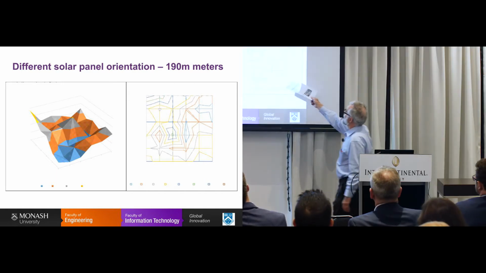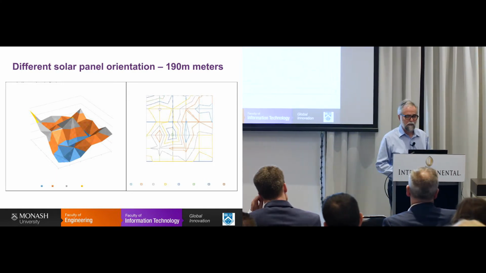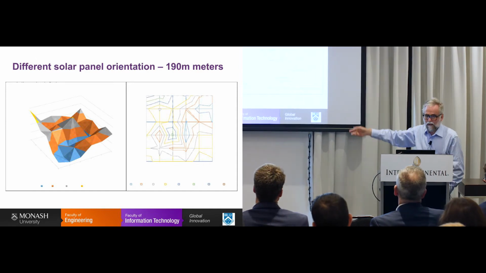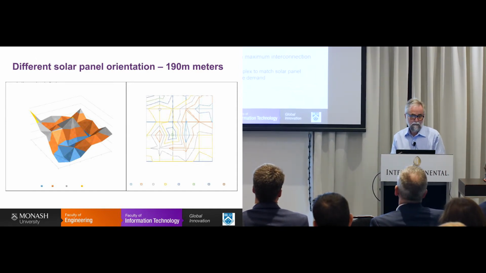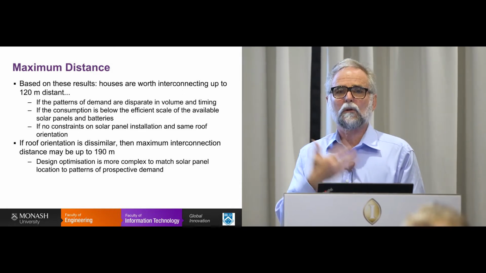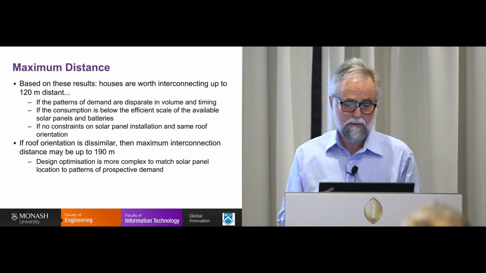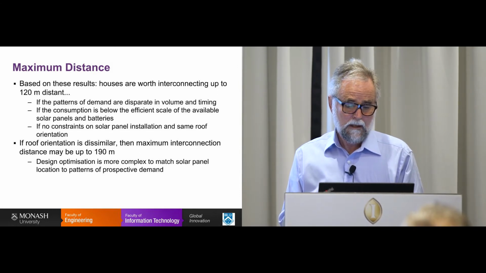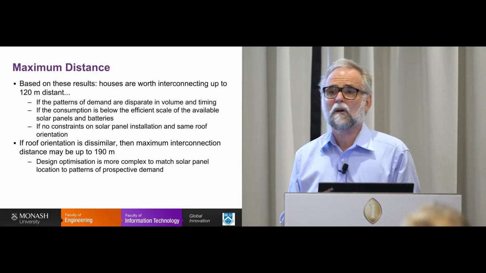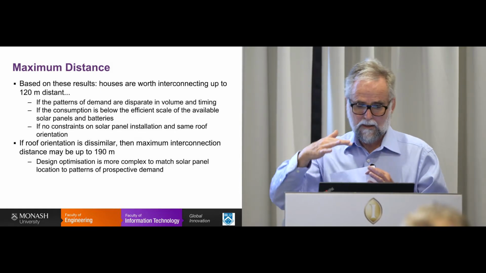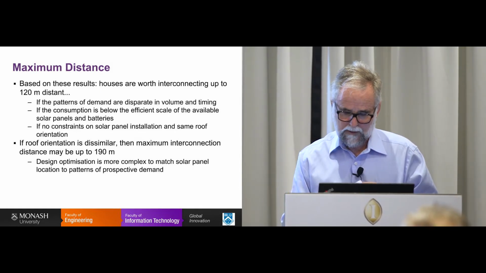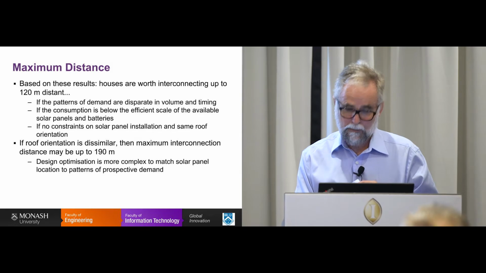The contour map for that is almost impossible to read, but it's a bit like a river valley, isn't it? So, based on these results, it looked like the range for connection was about 120 to about 190 metres. The design optimisation is more complex if you've got alternative orientations for the solar panels.